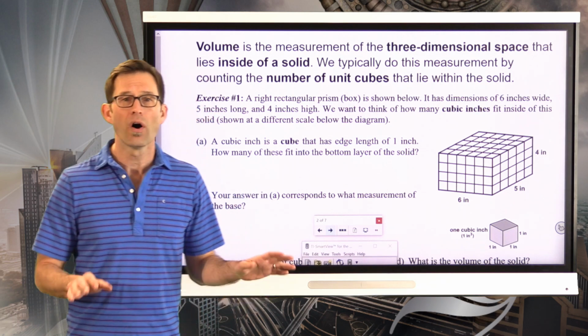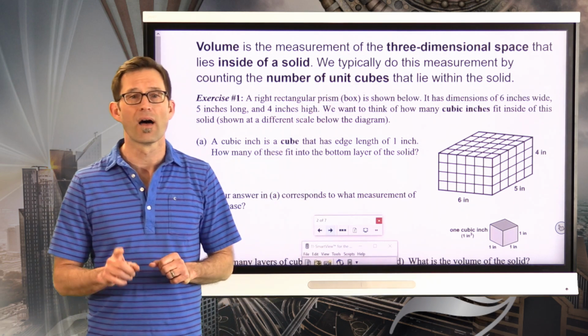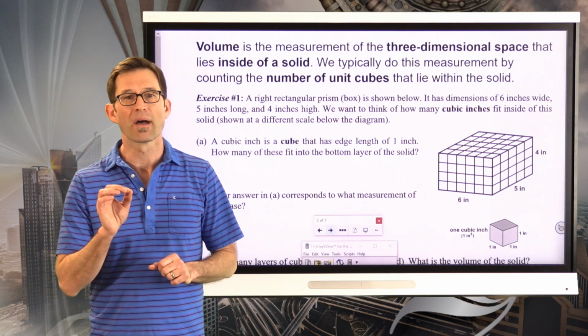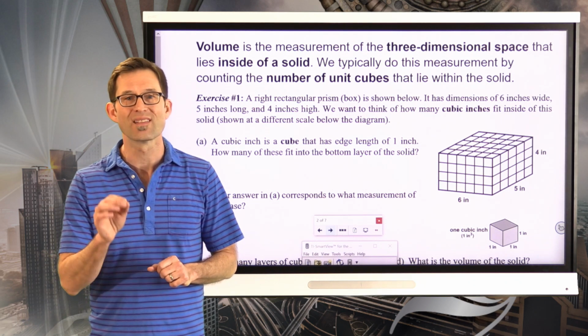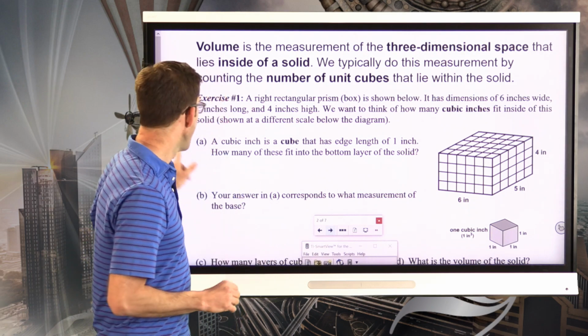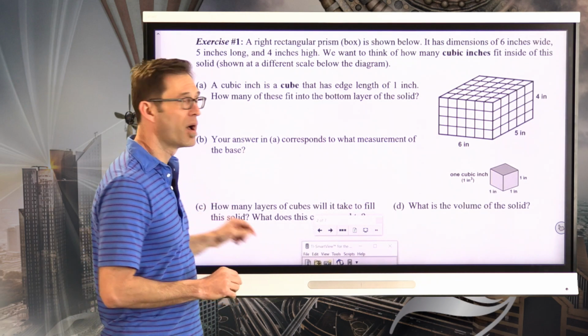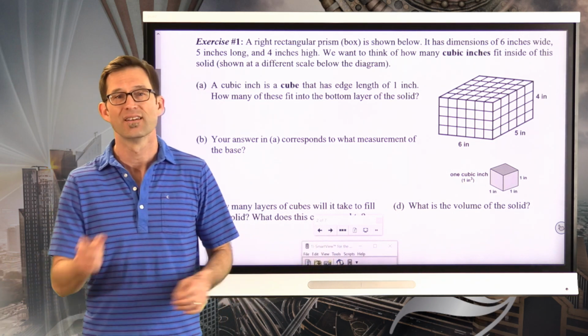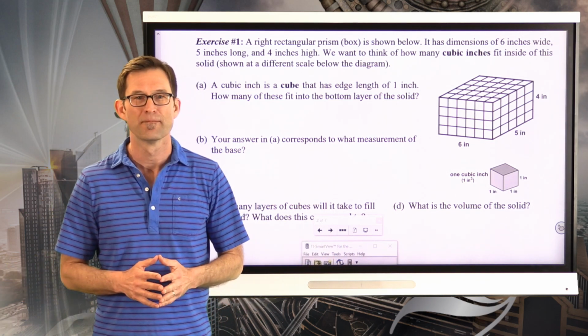All right, here we go. Volume is a measurement of the three-dimensional space that lies inside of a solid. Now we typically do this measurement by counting the number of unit cubes that lie within the solid. And the easiest way to visualize that process is if we're looking at a right rectangular prism, a box. Let's take a look in exercise number 1.